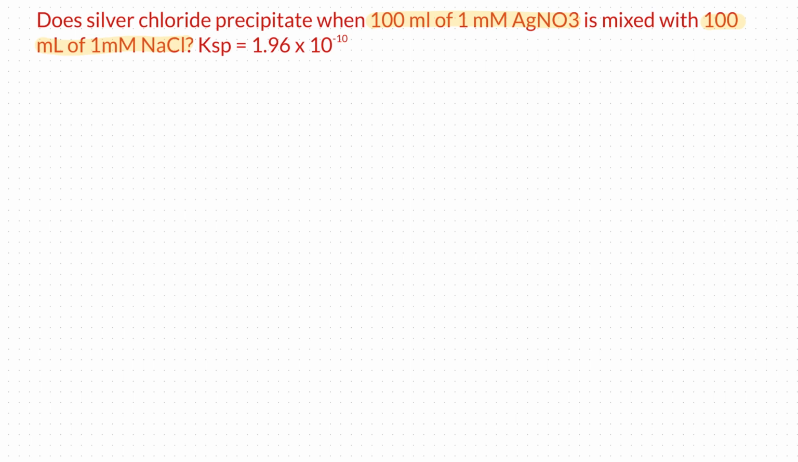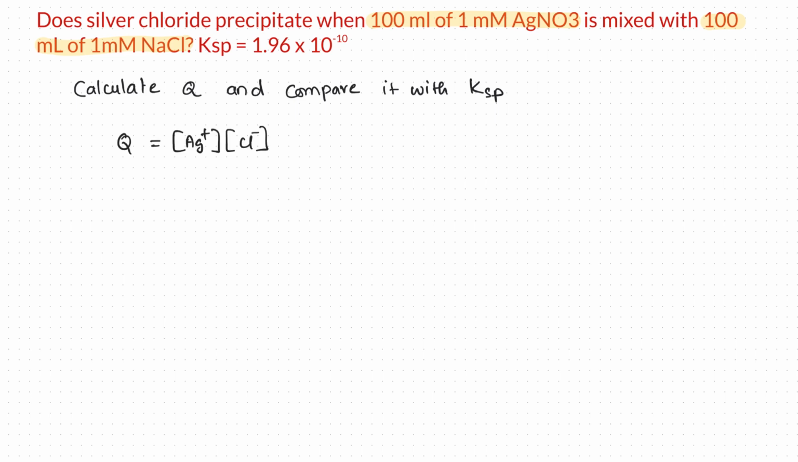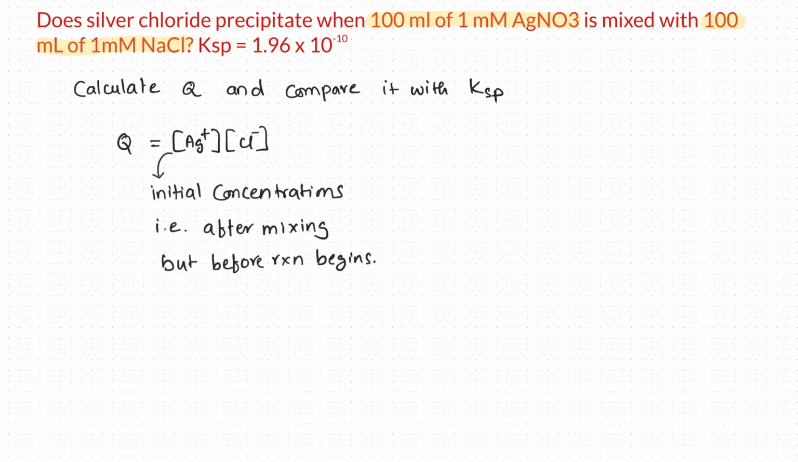We need to calculate the Q value and compare it with the Ksp value to be able to predict if the precipitation occurs or not. The reaction quotient Q is equal to Ag plus concentration times Cl minus concentration, where the concentrations are initial concentrations, that is, after mixing both the solutions, but before any reaction started between Ag plus and Cl minus. So let us calculate the concentration of Ag plus after mixing.